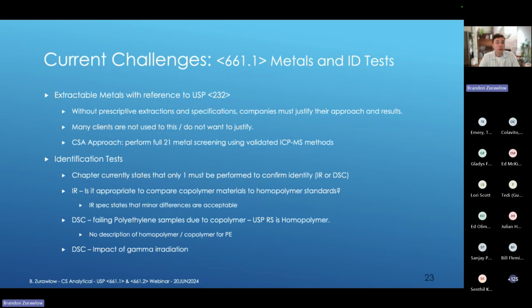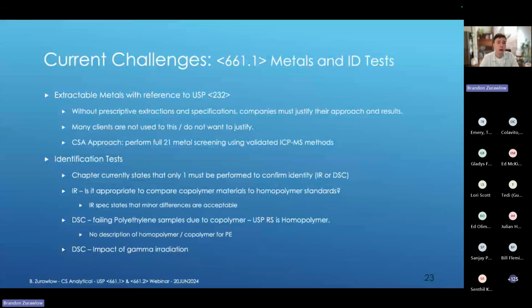So starting off with USP 661.1, metals and identification tests. So I had previously mentioned that the prescriptive tests and specifications for extractable metals were removed from 661.1 in that 2018 timeframe.